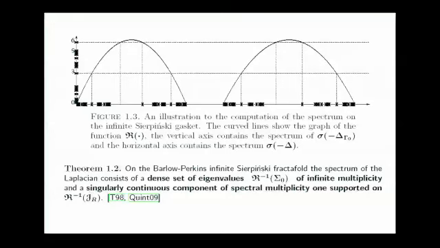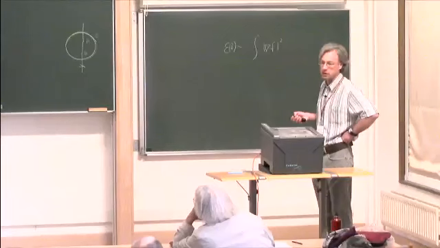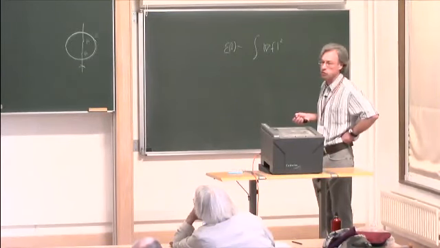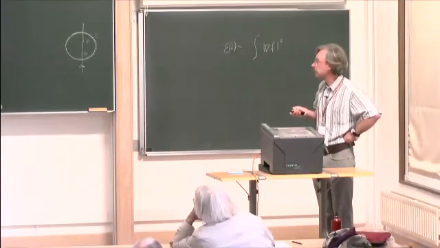What happens is that there is a dense set of eigenvalues of infinite multiplicity, but in addition there is a singularly continuous component which has spectral multiplicity 1. And this second part is very complicated. It was proved by Quint, published only last year. The pure point part was proved by me more than 10 years ago, but the singularly continuous part is much more complicated to obtain.